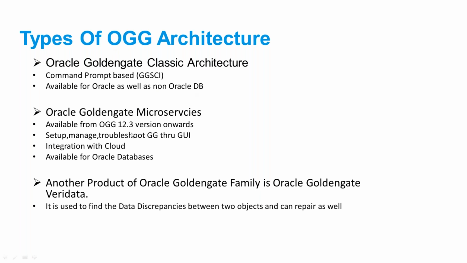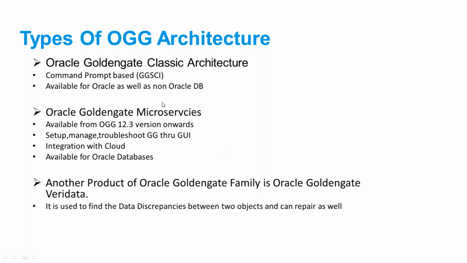Oracle introduced microservices architecture in August 2017, and you can now configure, manage, troubleshoot Golden Gate through GUI as well. And also you can integrate your cloud applications with Golden Gate now. So now they had a new architecture called Oracle Golden Gate Microservices, which is GUI based architecture, and they renamed the existing architecture of Golden Gate to Oracle Golden Gate Classic architecture. So classic architecture is command prompt based architecture and microservices is GUI based architecture.